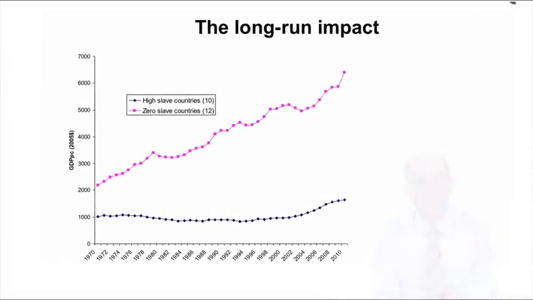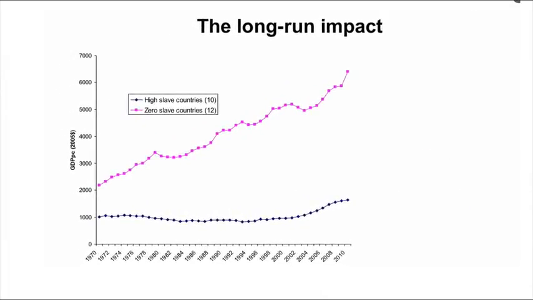I've adapted this graph from research by Nathan Nunn of Harvard University on the long-term effects of African slavery. There are two lines here. The bottom line is for countries that I'm calling high slave countries. These are the 10 countries that had the most slaves transported during the period in which slavery was happening. The top line is for what I've called zero slave countries. These are the countries that had no slaves taken from them during the period in which slavery was happening. The vertical axis is GDP per capita expressed in 2005 dollars, and I'm looking at the period from 1970 to 2010. So we're looking at a period long after the institution of slavery from Africa to the New World finished.